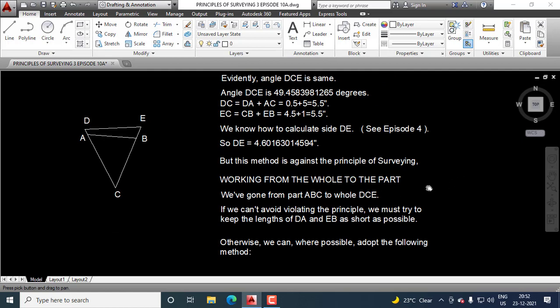The principle is working from the whole to the part. We have gone from part ABC to whole DCE. ABC is part, and we have gone to DEC, which is whole. This is not permissible in surveying. If we can't avoid violating this principle, we must try to keep the lengths of DA and EB as short as possible. Otherwise, we can, where possible, adopt the following method.